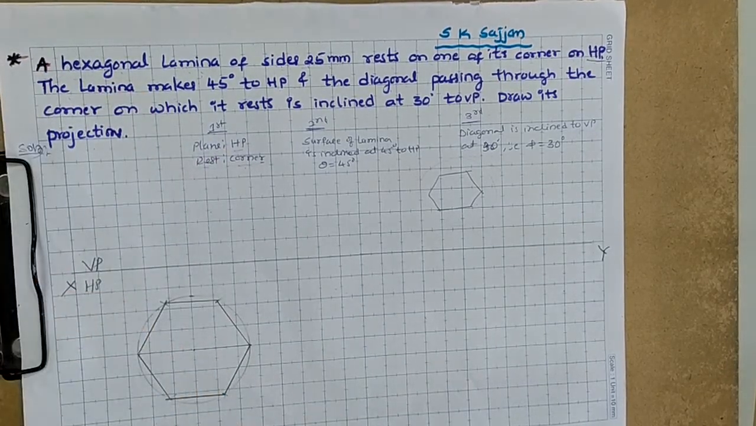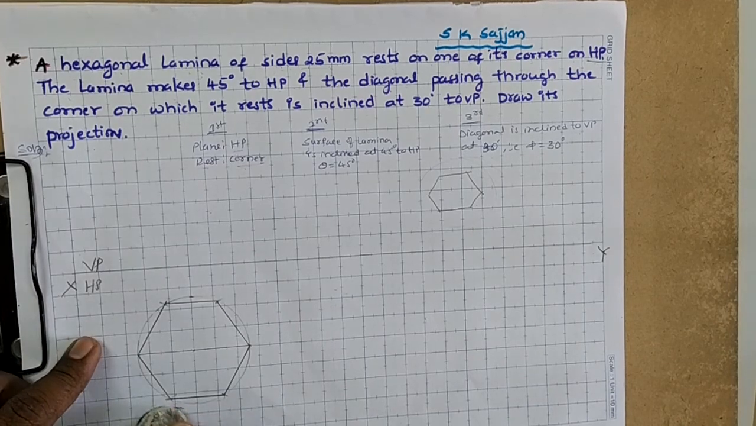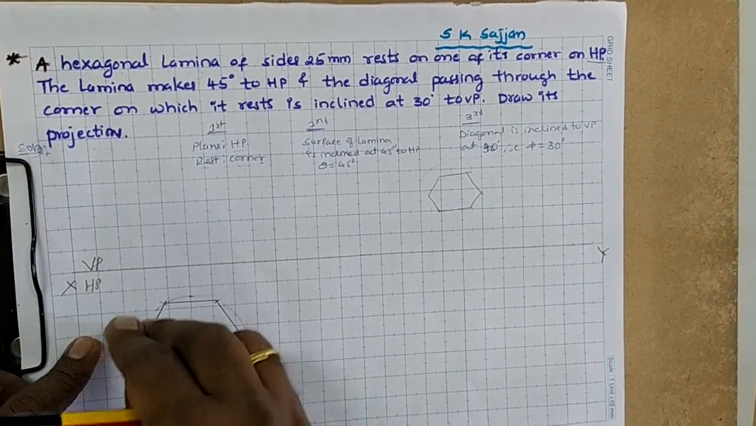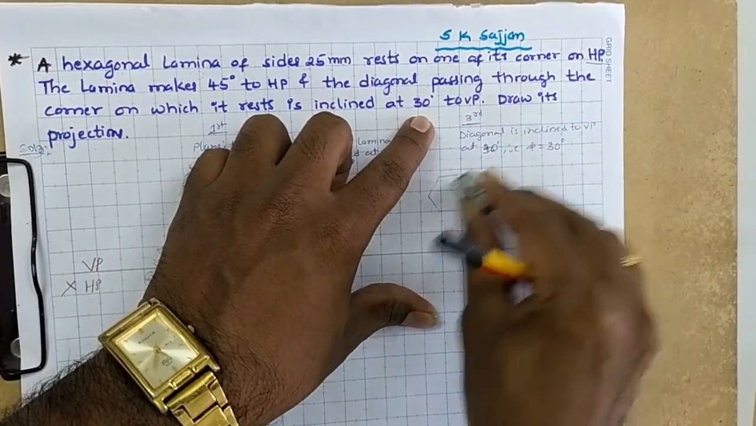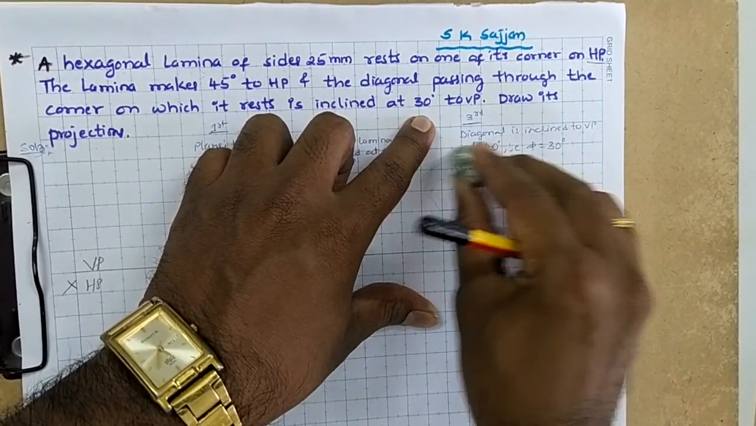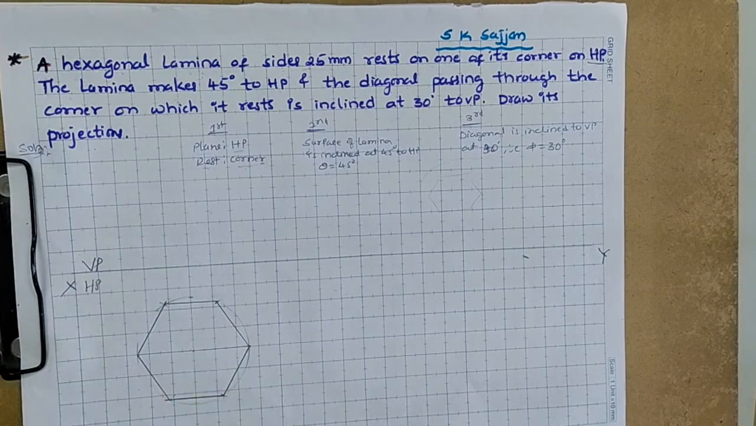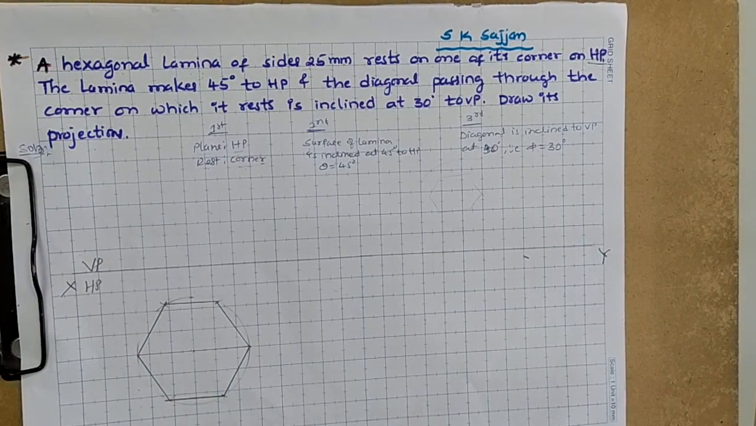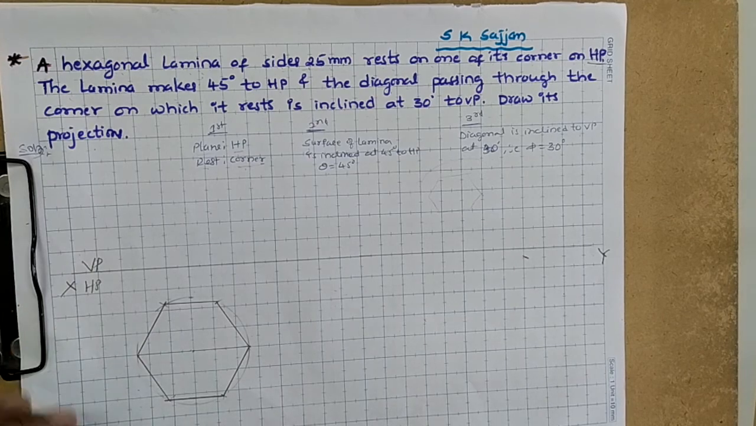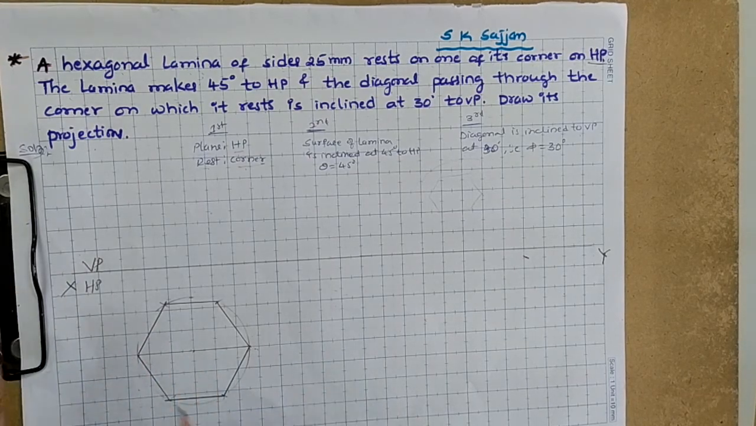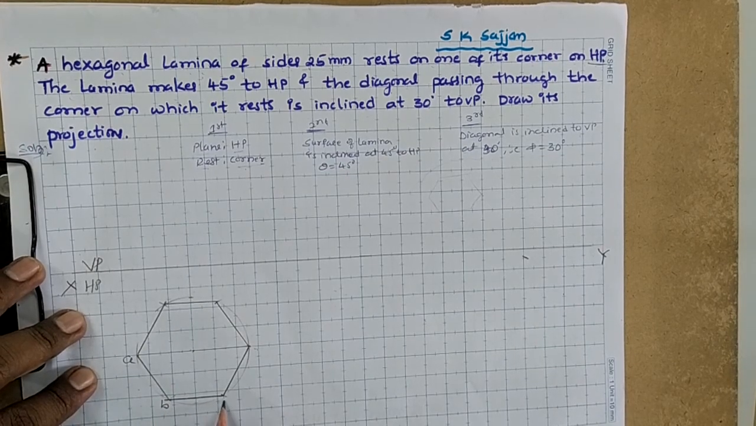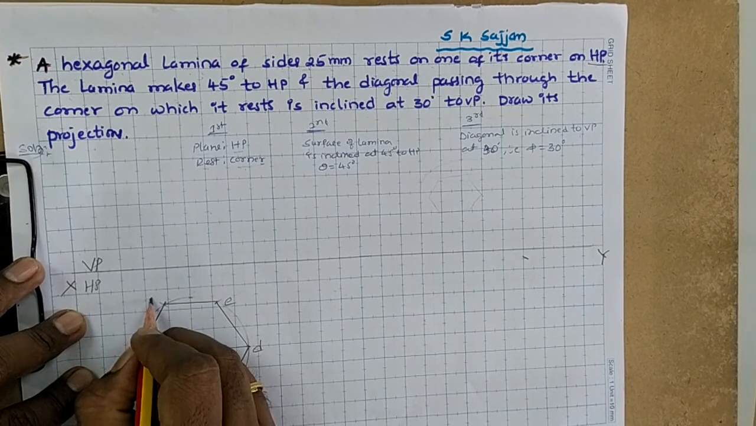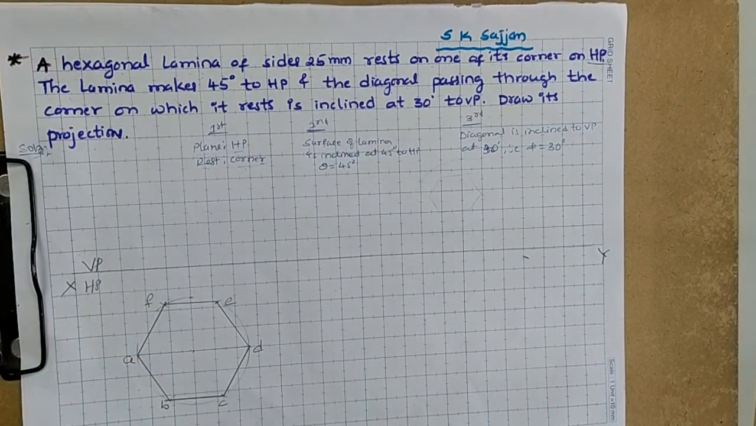This is the hexagon. I will erase this circle and some extra lines also. This is resting on a corner. My left side I am taking as the resting corner. Here there are two corners, I am taking my left side. This is the resting corner. I will give names to all the vertices as A, B, C, D, E, F. This represents the top view.